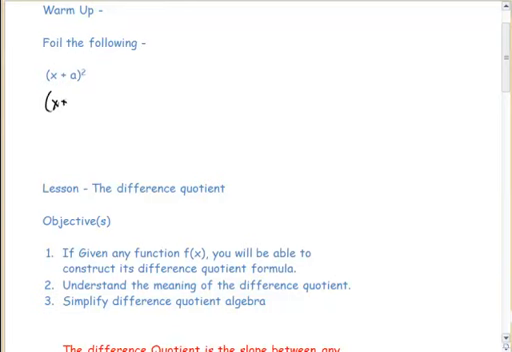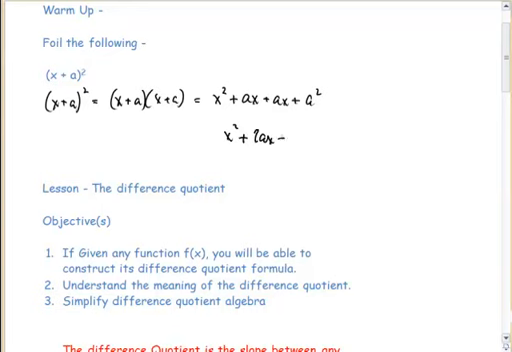So I'm just going to rewrite what we did for FOILing this binomial, and when we FOIL this, you get x squared plus not just x squared plus a squared, but x squared plus ax from the outer plus ax from the inner plus a squared, and your final result is x squared plus 2ax plus a squared.